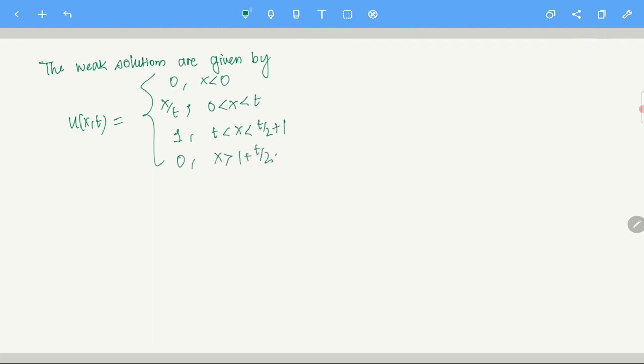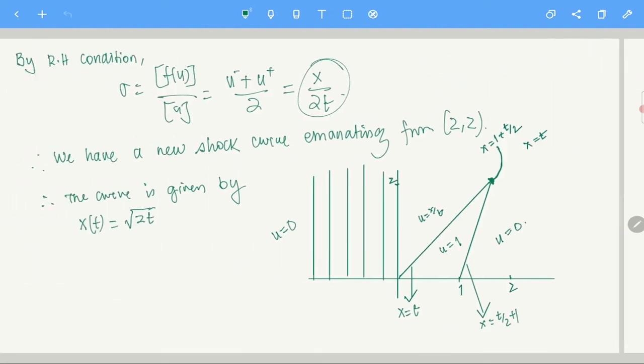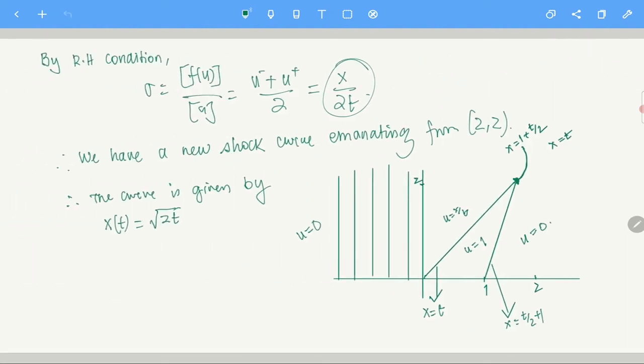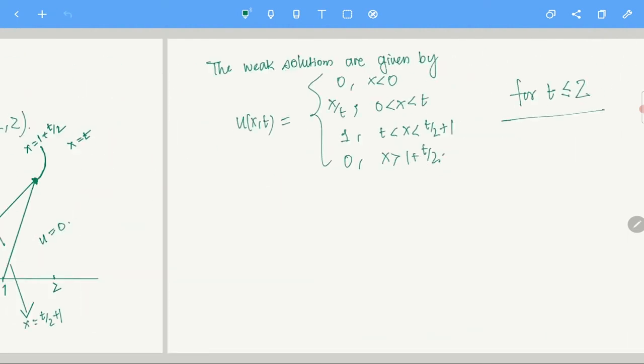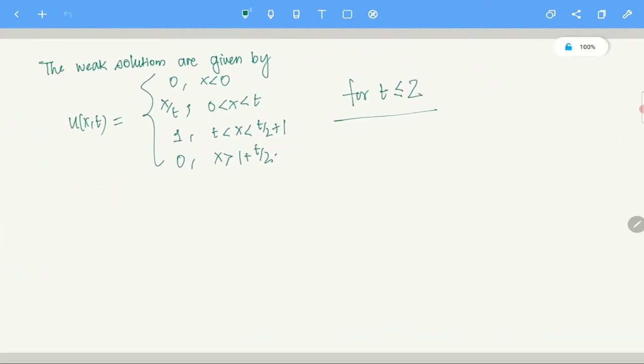I hope this is fine. This holds for t less than or equal to 2, because up till t equals 2 this is true. After t equals 2, you have a new shock curve. So for t greater than or equal to 2, what do we have?